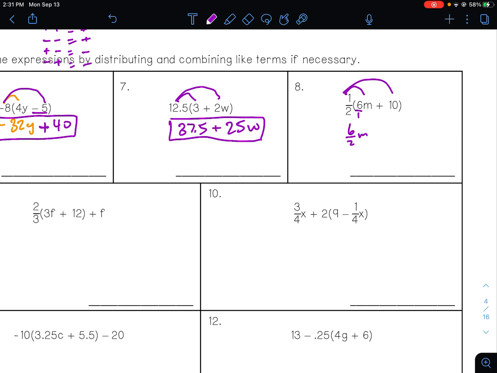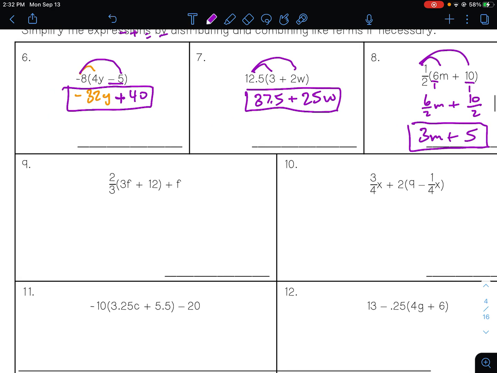Next one, 1/2 times 10. You could say, oh, well, that's a positive answer because positive times positive. And you say, oh, that's 10 over 2 because that's 10 over 1. So 1 times 10 is 10. 2 times 1 is 2. And then we have to simplify our answer. 6 over 2 is actually 3m. And 10 over 2 is 5. Ta-da! All right, let's go to the next one.